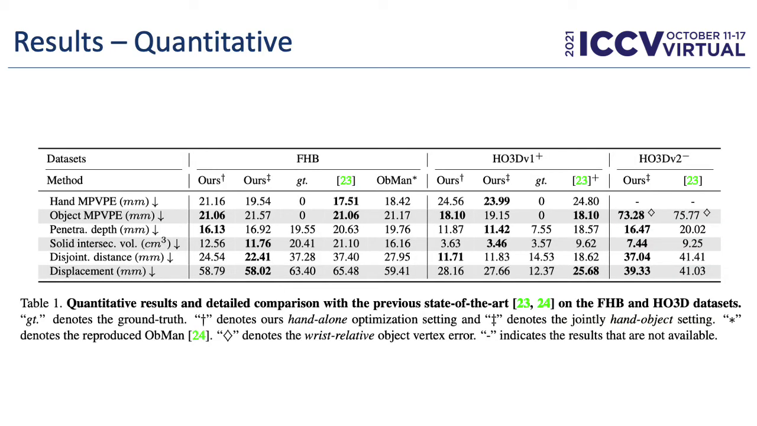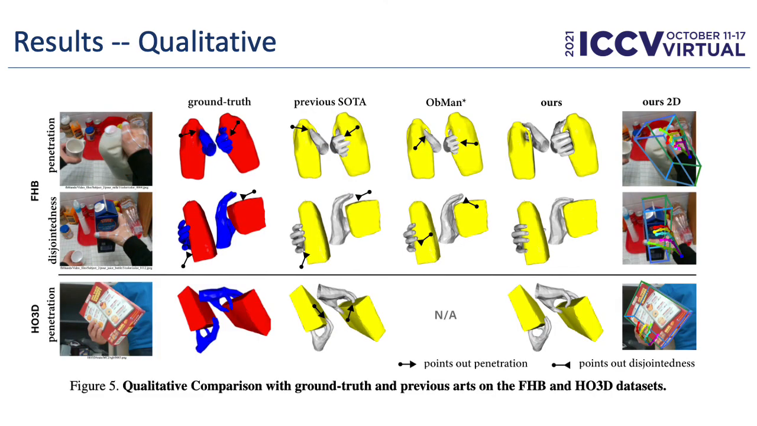We benchmark MIHO's performance on two different datasets. MIHO brings significant improvement in terms of the physically related metrics, as the penetration depth, solid intersection volume, and disjointed distance, while only suffering from a minor performance cost in the mean vertex error. As illustrated in the qualitative result, MIHO is able to repulse the intersection away and attract the disjointedness to touch. The pose estimation from MIHO is sometimes superior to the ground truth annotation.